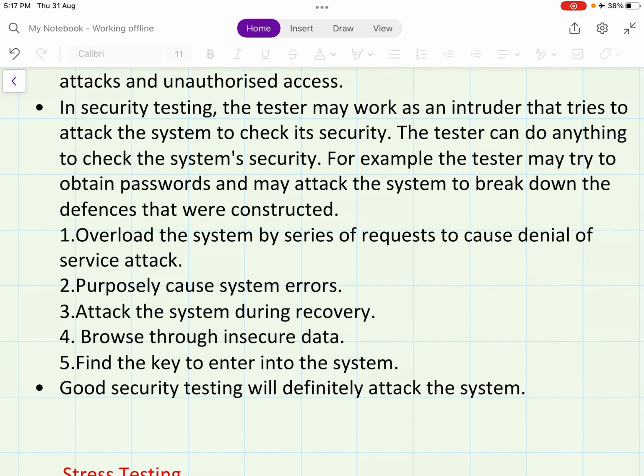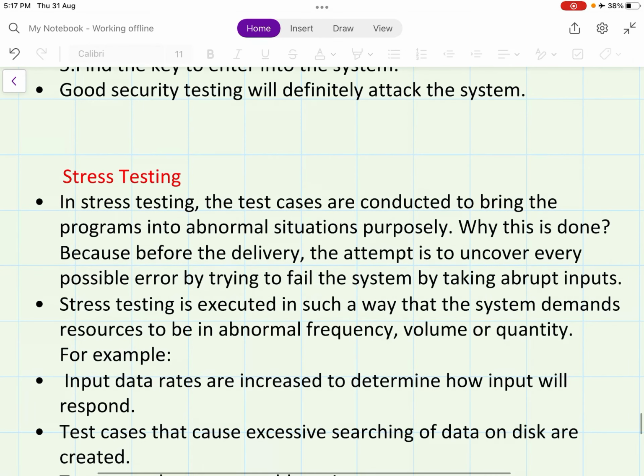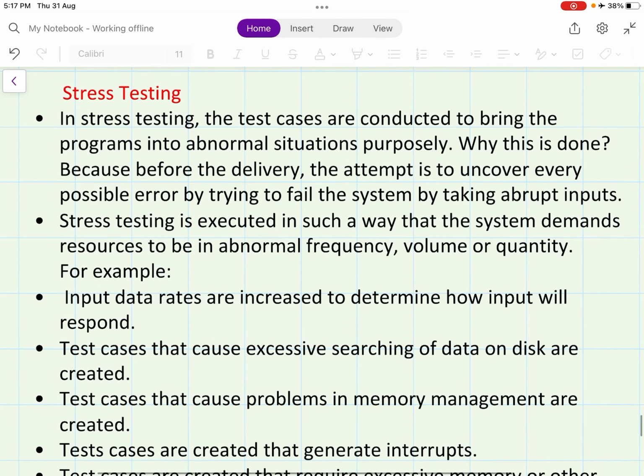So first is overload the system by a series of requests to cause a denial of service attack, purposely cause system errors, attack the system during recovery, browse through the insecure data, find the key to enter into the system. Good security testing will definitely attack the system. So these are the ways in which a tester will obtain the password, will break down the system for doing the security testing. Next is stress testing.